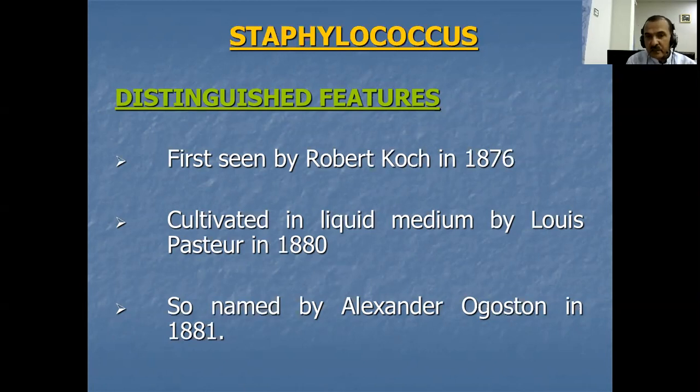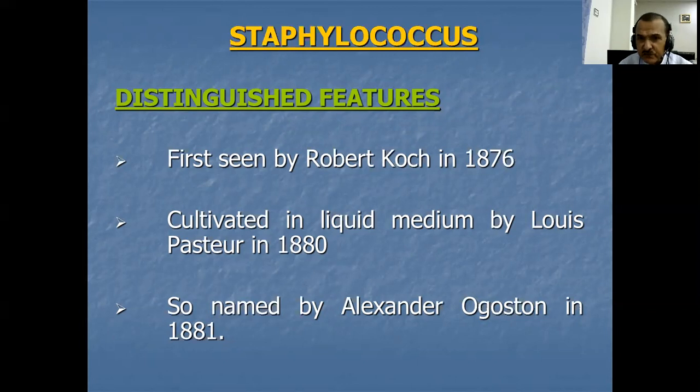We perform a chemical test to differentiate between the two bacteria, Staphylococcus and Streptococcus. We perform a catalase test in which all Staphylococci are catalase positive, while all Streptococci are catalase negative. The third difference is that Staphylococcus are associated with superficial types of infections, while Streptococci are associated with deep or systemic types of infections.